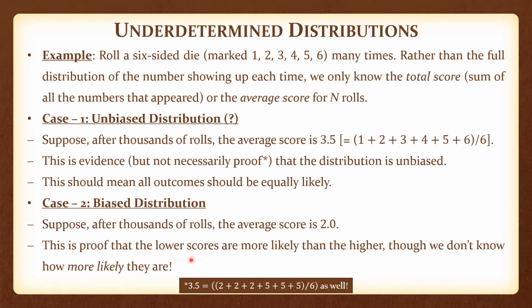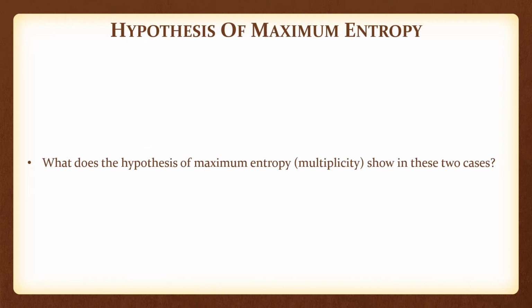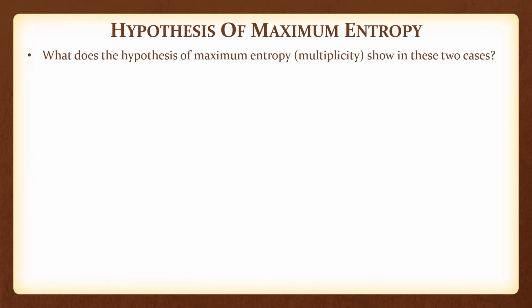Though we don't know how much more likely they are, let us see if we can get at least some understanding, some information, of how much more likely the lower scores are compared to the higher scores. Is there some picture that we can get by employing this expression for entropy? So what does the hypothesis of maximum entropy or maximum multiplicity show in these two cases?